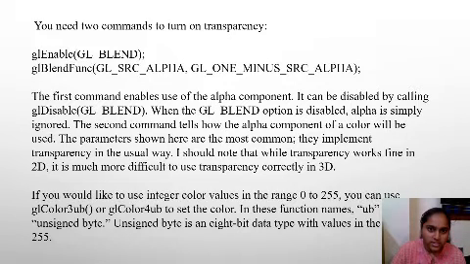The second command tells how the alpha component of a color will be used. The parameters shown here are the most common. They implement transparency in the usual way. I should note that while transparency works fine in 2D, it is much more difficult to use transparency correctly in 3D. If you would like to use integer color values in the range 0 to 255, you can use glColor3ub or glColor4ub to set the color. In these function names, ub is unsigned byte. Unsigned byte is an 8-bit data type with values.